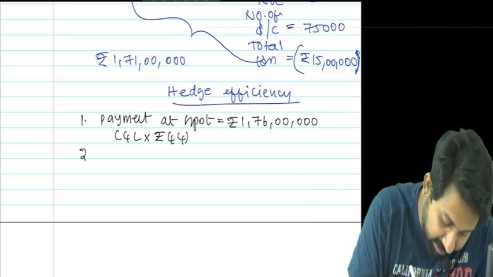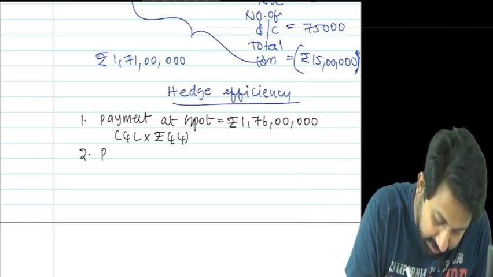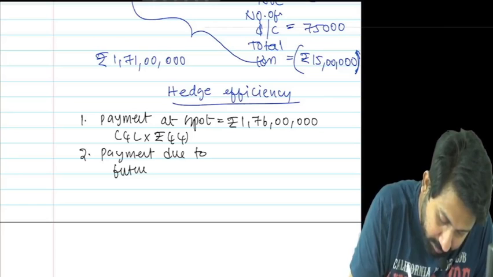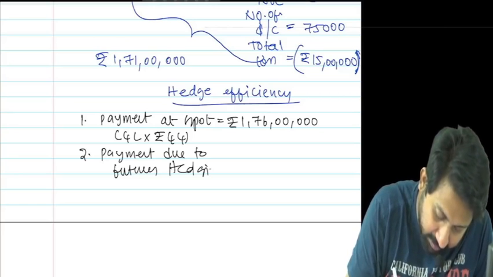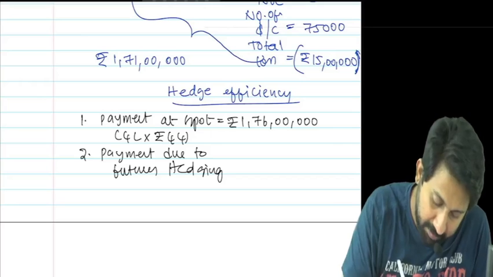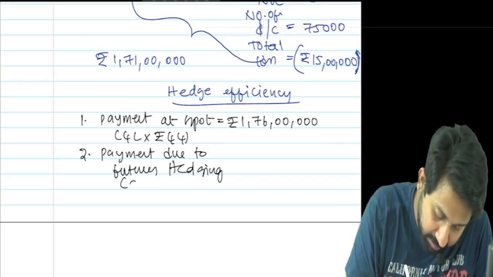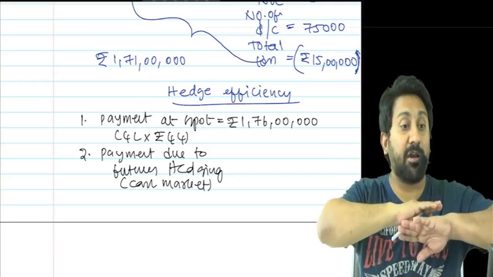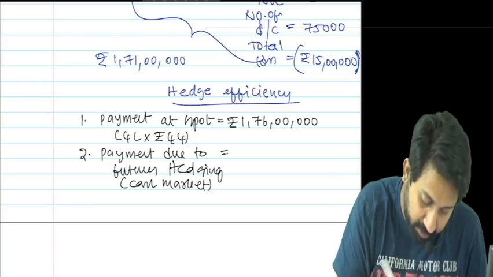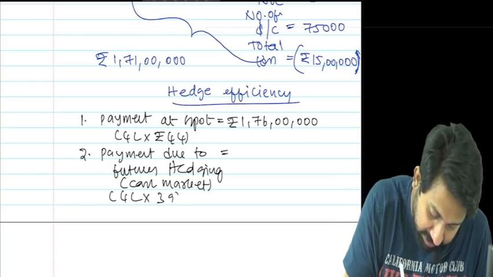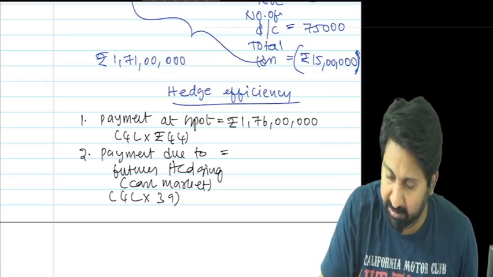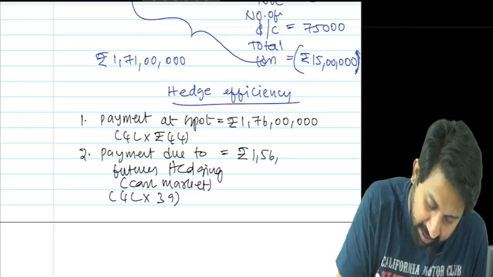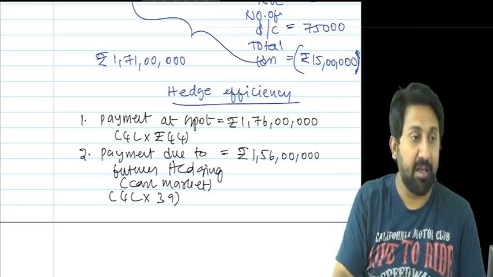So on the market side, because of the futures, payment due to futures hedging. Okay, payment due to futures hedging means in the cash market, because you hedged using futures, you kept your cash market uncovered. Because of that, you paid 4 lakhs into 39. Okay, 4 lakhs into 39 means how much you paid? Rupees 1 lakh 56,000.